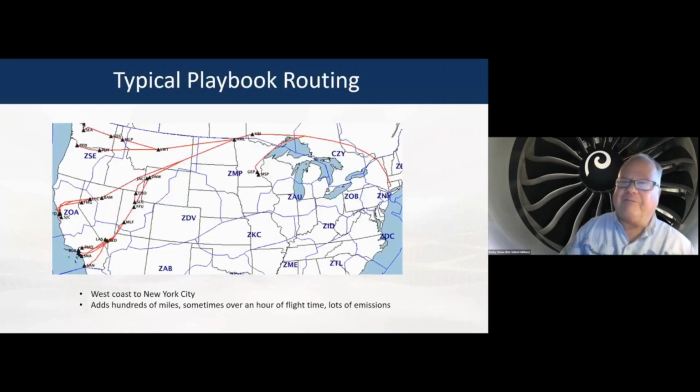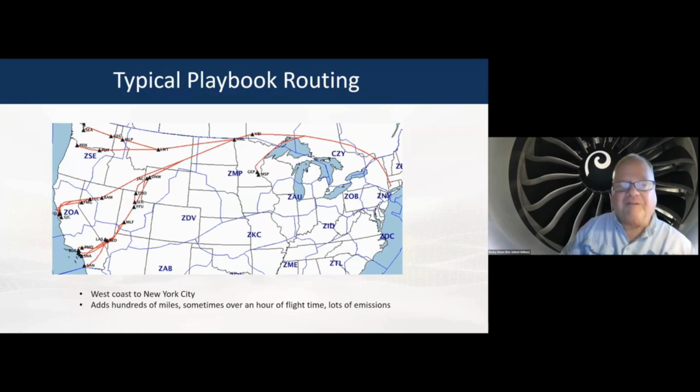Next, I'm going to shift gears and talk about another thing that can add a lot of time to a flight, and that's playbook routing. This is a picture of the West Coast to New York City playbook routing, and you can see from lots of different origin places that it's quite a bit out of the way. It would not be unusual from Southern California to have this kind of playbook routing add an hour of flight time. The good news is it doesn't happen all that often, but during convective season it's a rare but normal event.